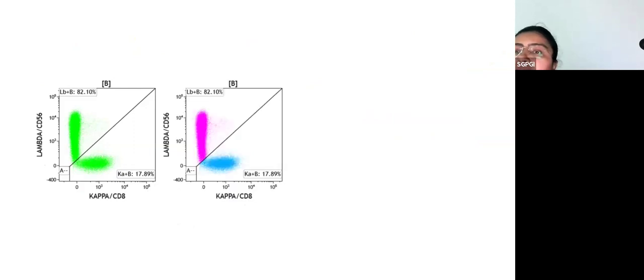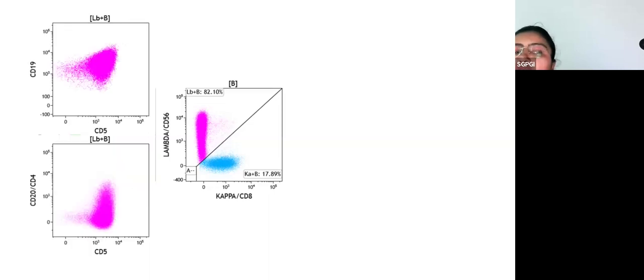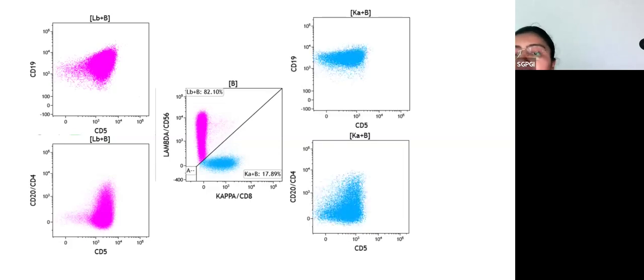So if we color the lambda positive cells pink and the kappa positive cells blue, what we see on the pink cells is that they express 19 and 5. They also express a very dim 20, right? So, CLL clone definitely. What about the blue cells? They express 5 slightly at a dimmer intensity, and they also express 20 at a dimmer intensity.